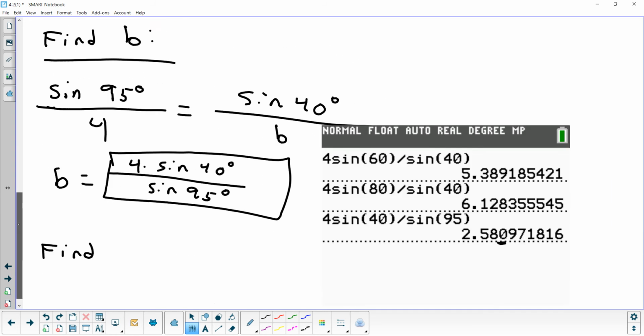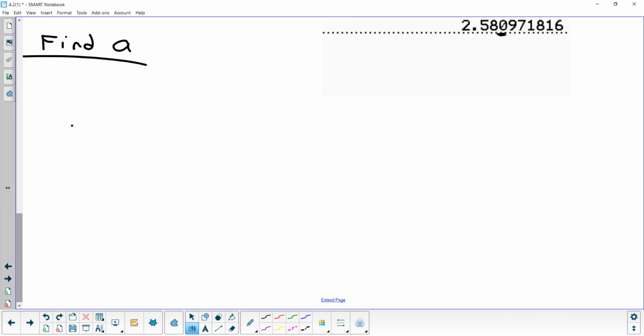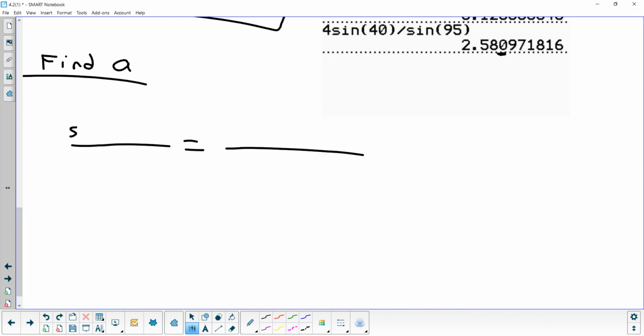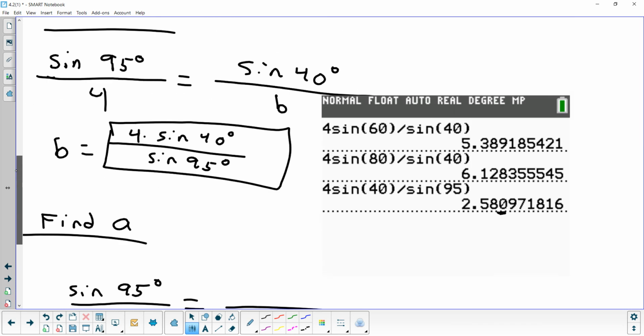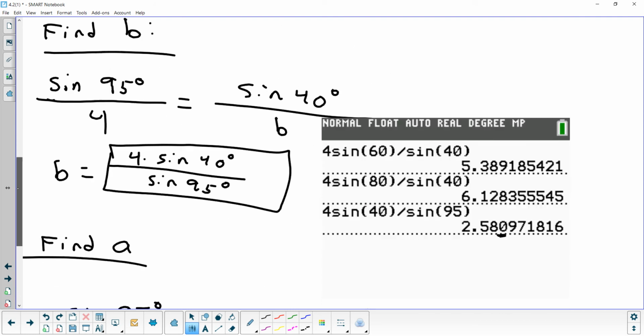I'm sorry, no, find A. All right, so major proportion. It's going to start off the same way, sine 95 over 4 equals sine 45 over A.